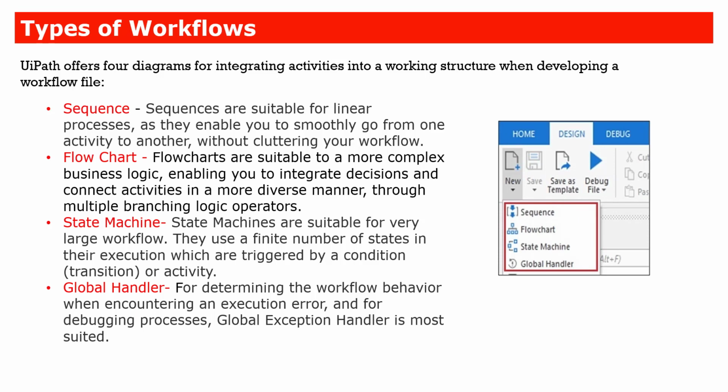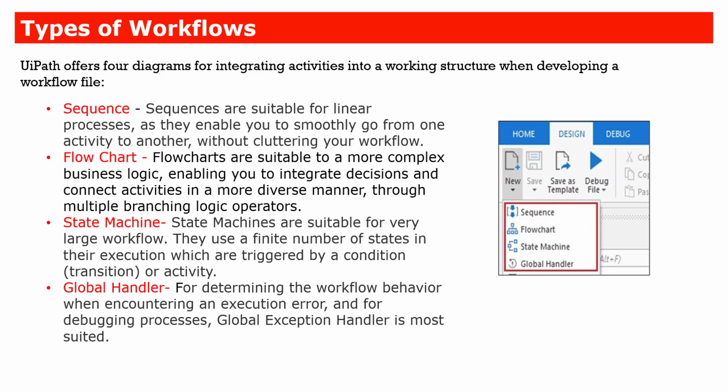right? The third type of workflow that we can design in UiPath is a state machine, right? State machines are suitable for large workflows. They use the concept of theory of automata. We must have read it in your engineering books, right? They use the concept of a finite number of states, and their execution is triggered by a condition called a transition or activity. And then we have a global handler.